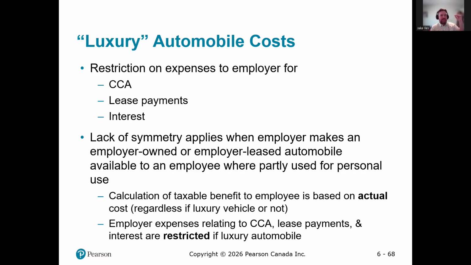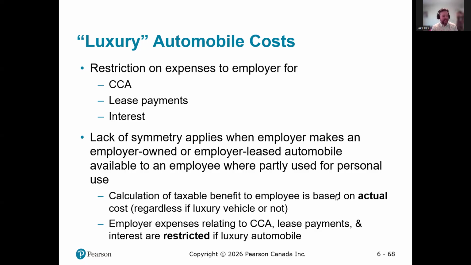So the regular standby charge is 2% per month. If I drive that car for 50 months, just over 4 years, that entire value of the car, 100%, will have been included in my income. However, if that car is $60,000, the business will only have deducted through CCA a maximum of 38,000. So the full 60,000 will have been included in my income, but the business didn't get the full 60,000 deduction. So this is called an asymmetrical treatment.